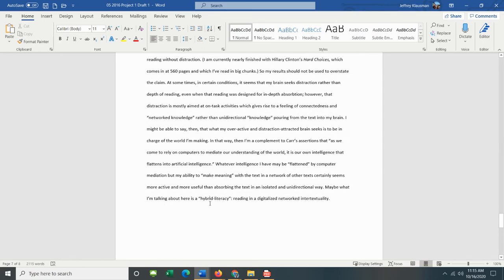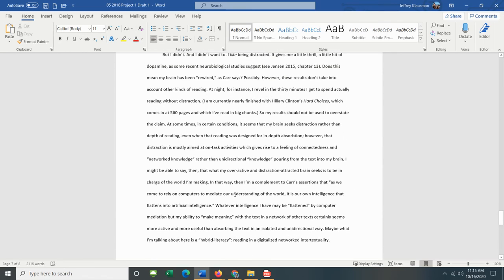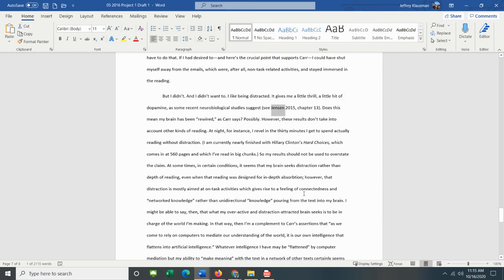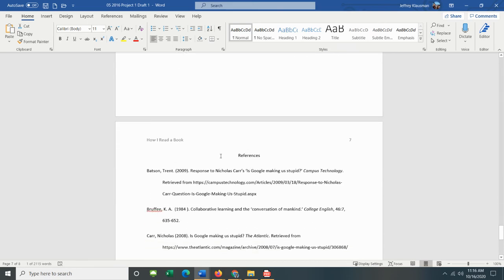Batson's hybrid literacy, Carr again. I think I've got something else, Jensen. So I've got several sources here that I'm taking my results and putting into conversation with. What fits, what doesn't fit. Okay, so I would like to see multiple paragraphs here and multiple sources in each one if possible. Okay, and then I finish with a references page.